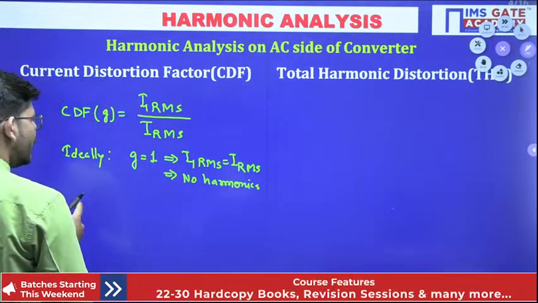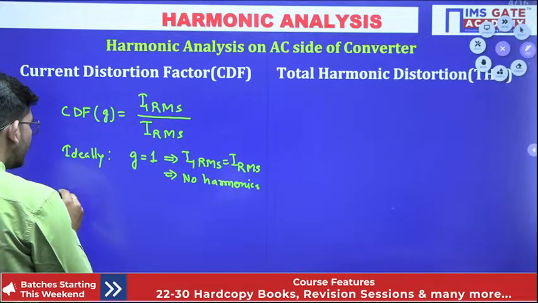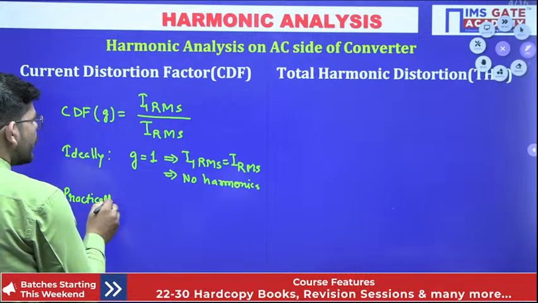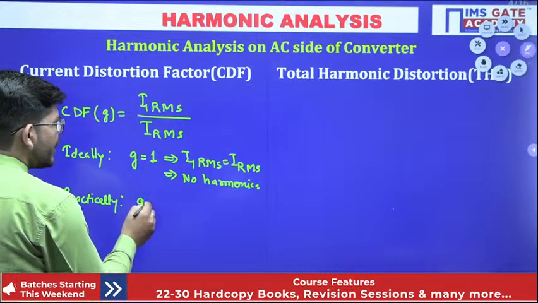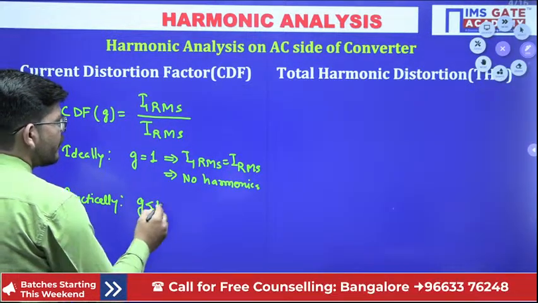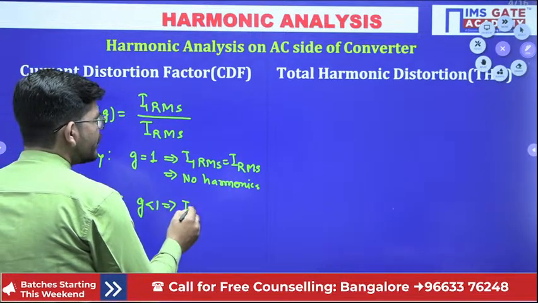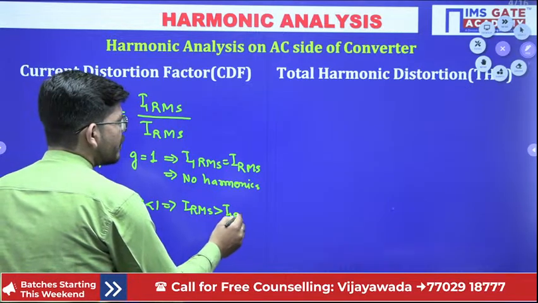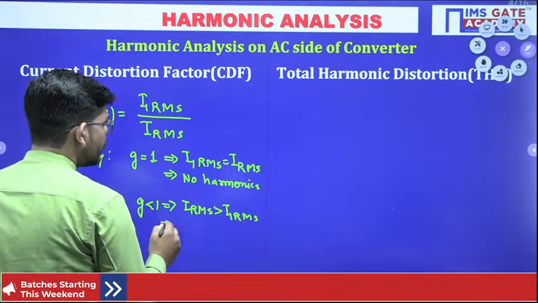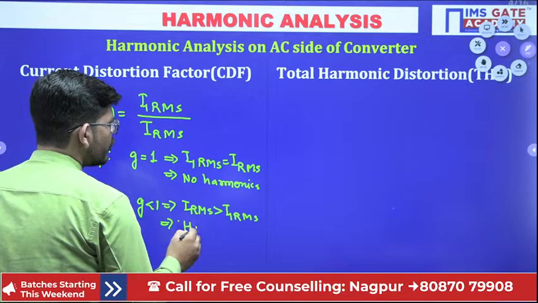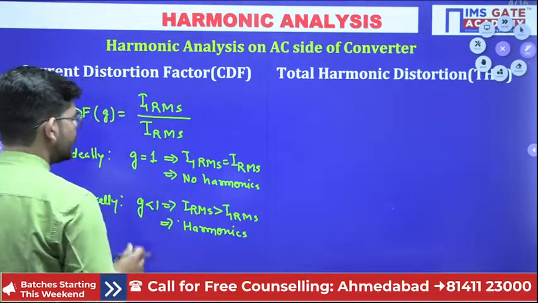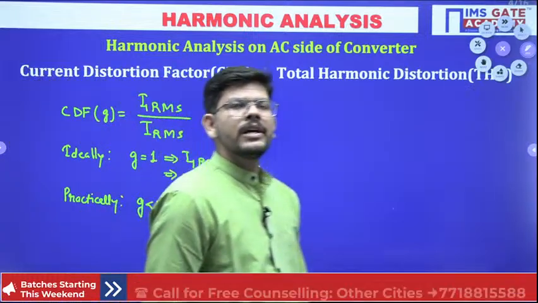But practically what is the case? Practically we are getting the value of G less than 1 because the IRMS component is greater than I1 RMS, and the reason is harmonics. This is due to harmonics. So if the harmonics are present, we are getting a value of G less than 1.